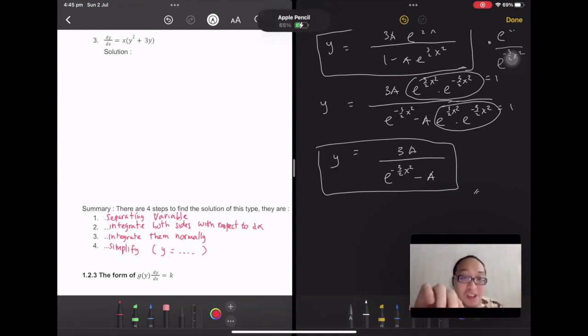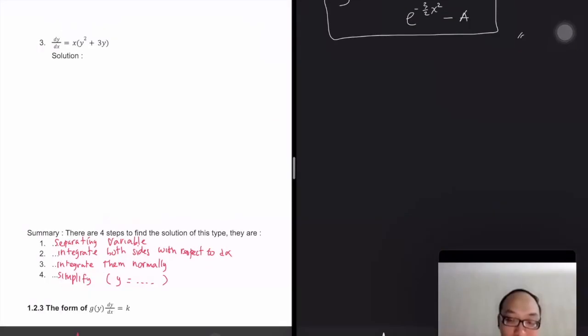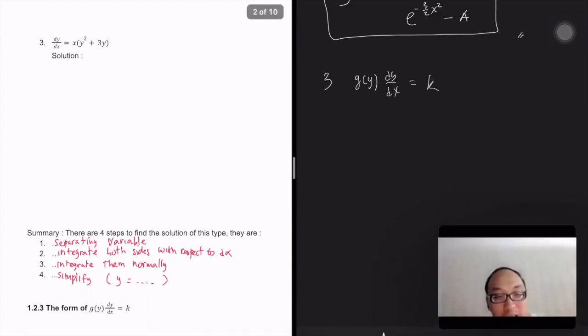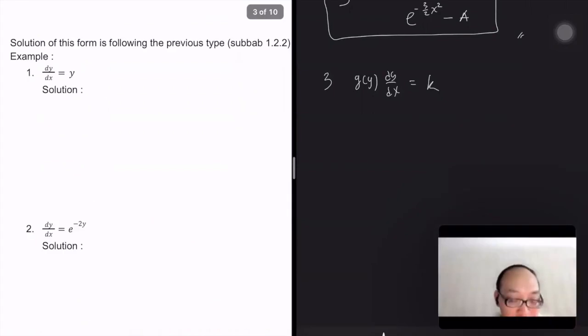These 4 steps will be used in the type 2 and type 3 of differential equation problems later on. The third form is dy/dx equals a constant. The method to solve this form is the same as the method on the previous form, but this is simpler.